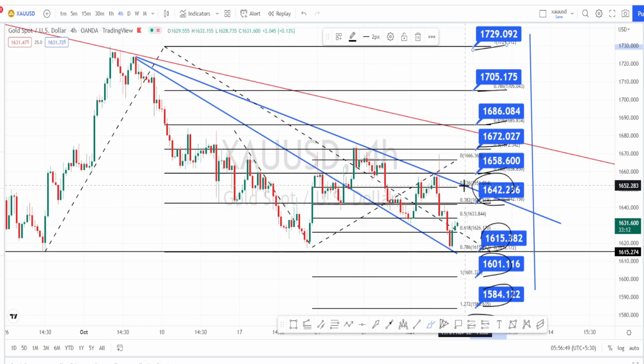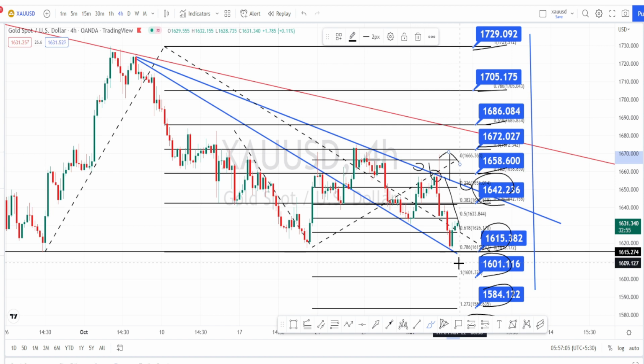And as long as the price action is trading below this blue color resistance line, it will be a bearish trend, and once the price action breaks this resistance line, it will be the start of the bullish side retracement for 4 hours time frame.